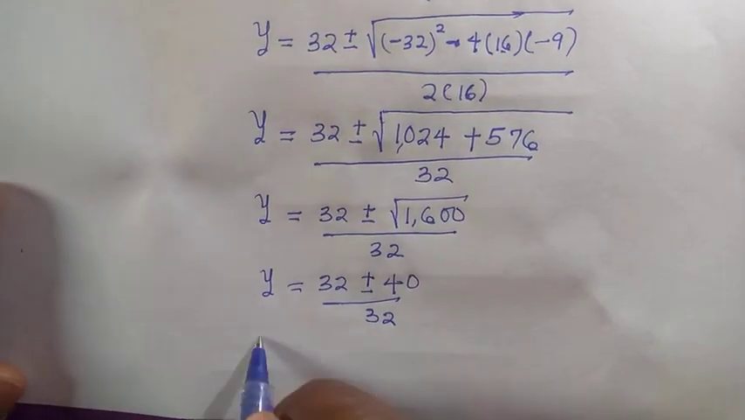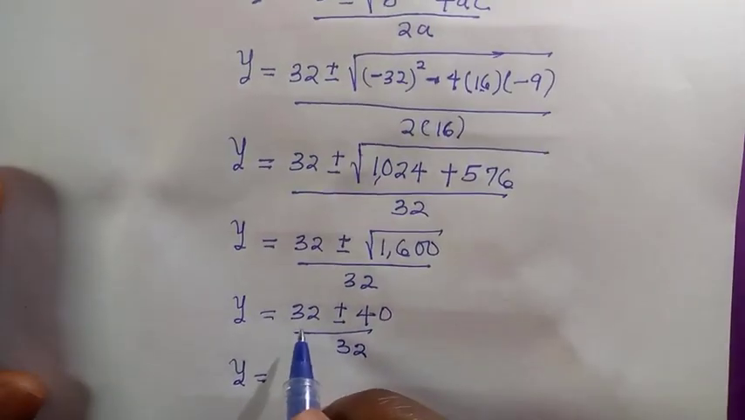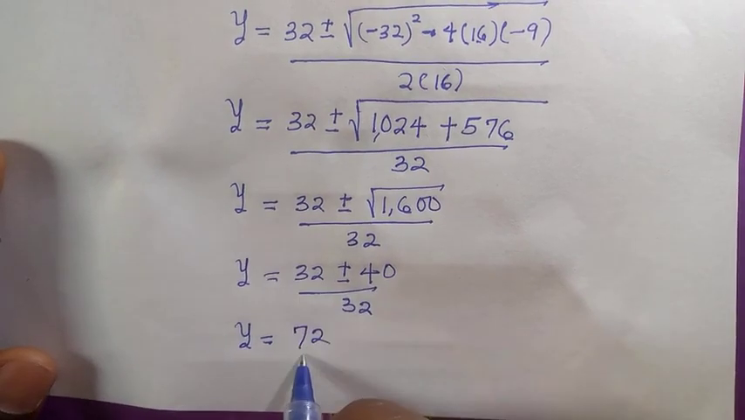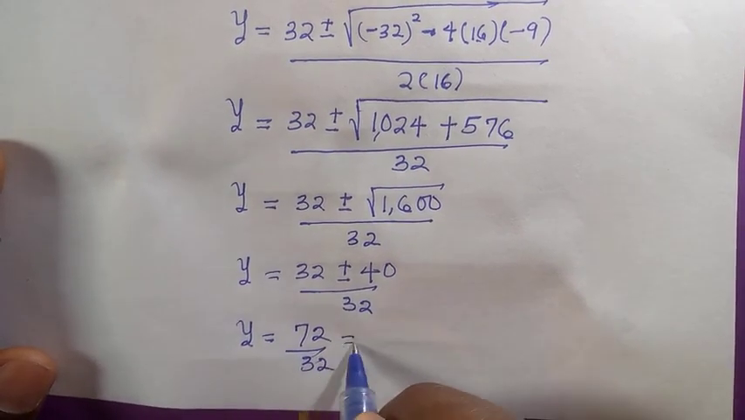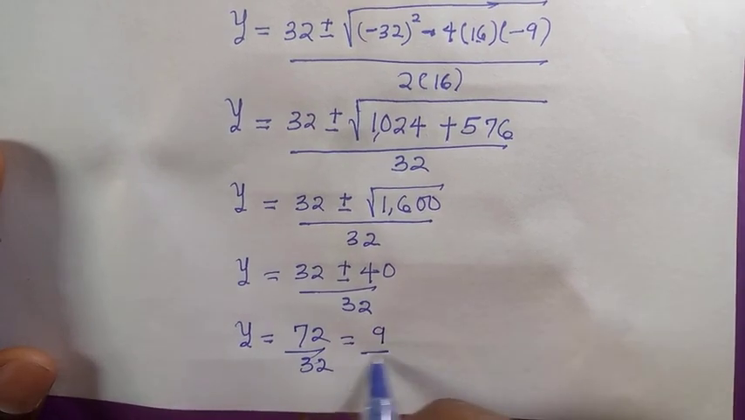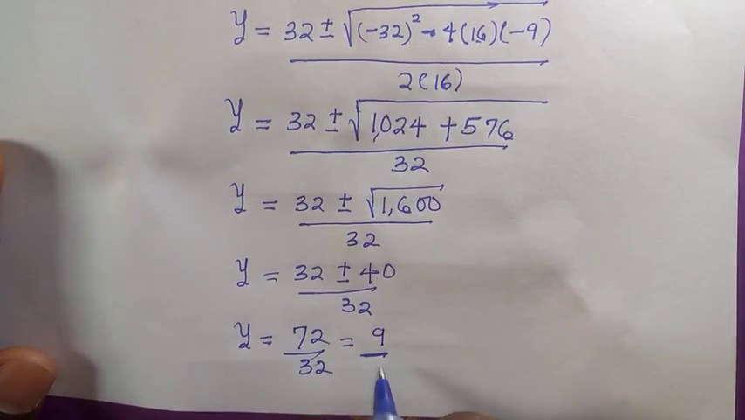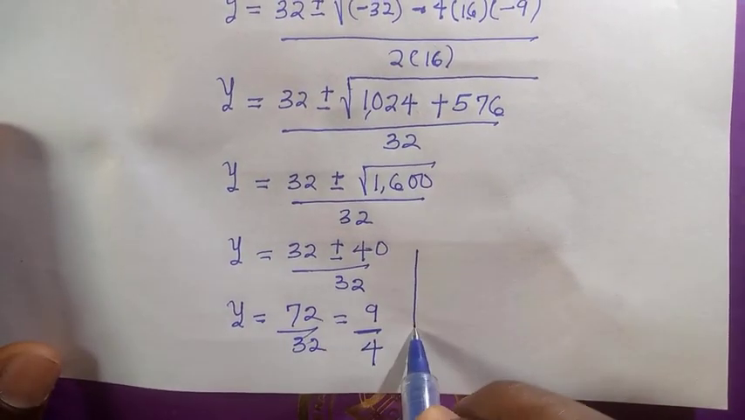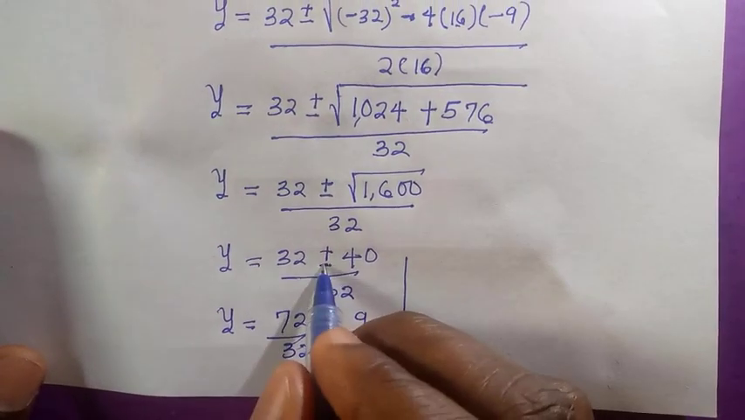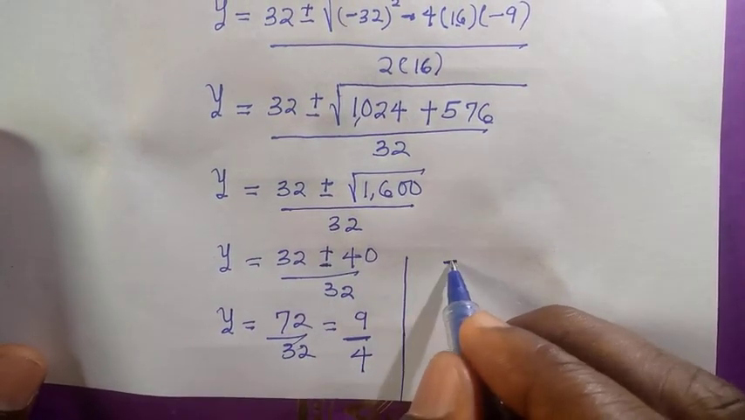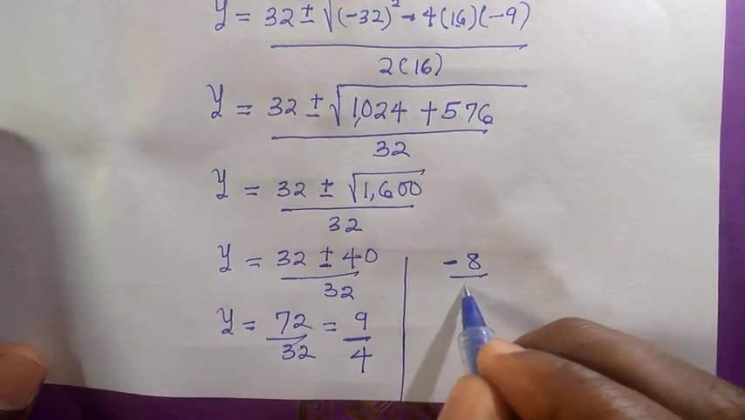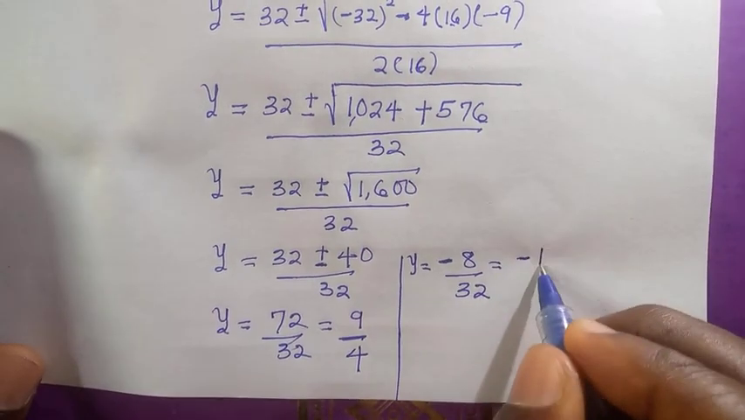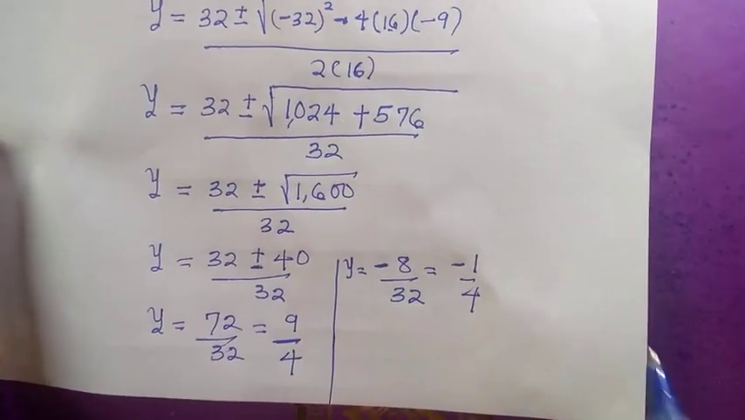Then we are going to consider both positive and negative. So for the positive, we are going to have 32 plus 40, that is 72 divided by 32. And here 8 will go into both. Then we have 9 divided by 4. And for the second one, if you subtract, here we have minus 8 divided by 32, which is the value of y. If 8 divides these two, then we have minus 1 over 4.